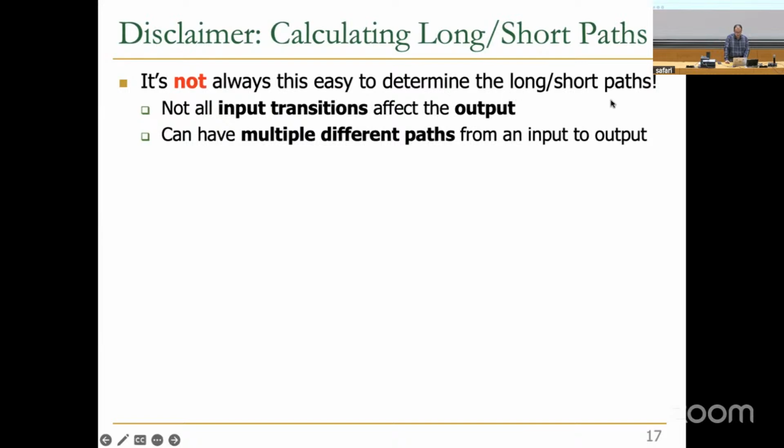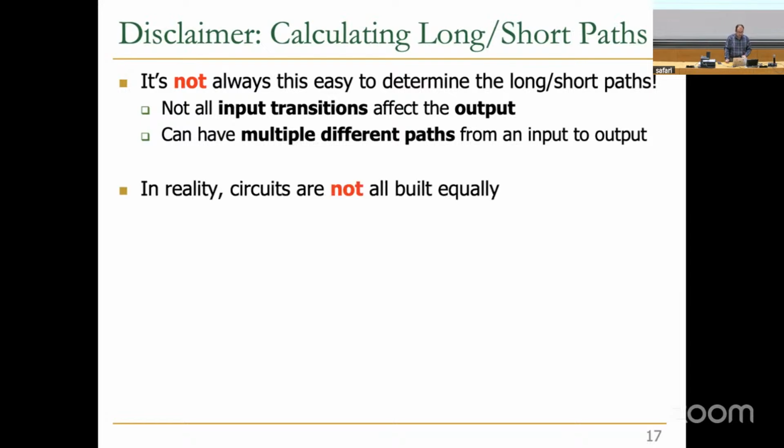the long and short path. You observed that in that circuit, it was so easy to see which is longest and which is shortest. Basically, not all input transitions affect the output. So this is very important to verify. Also, it can have multiple different paths from an input to the output. So your output is derived through different paths, and you need to deal with all of them together to understand which one is the shortest and which one is the longest. So it's not really easy, and usually it's automated using CAD tools.